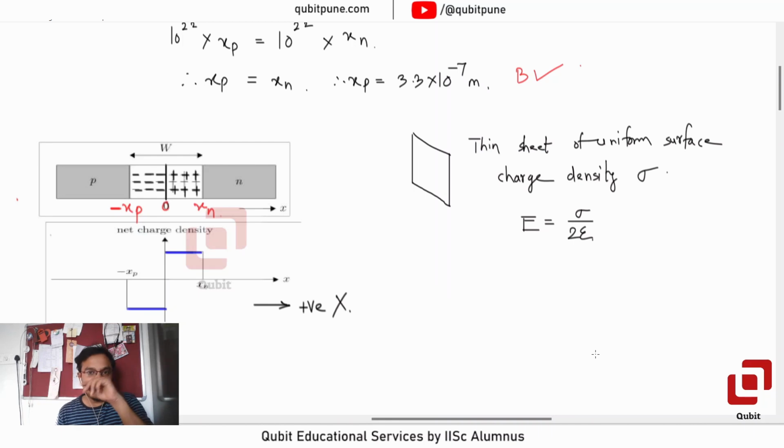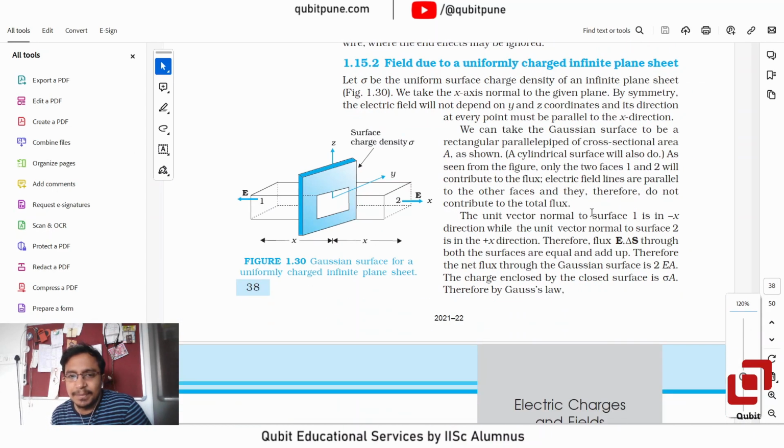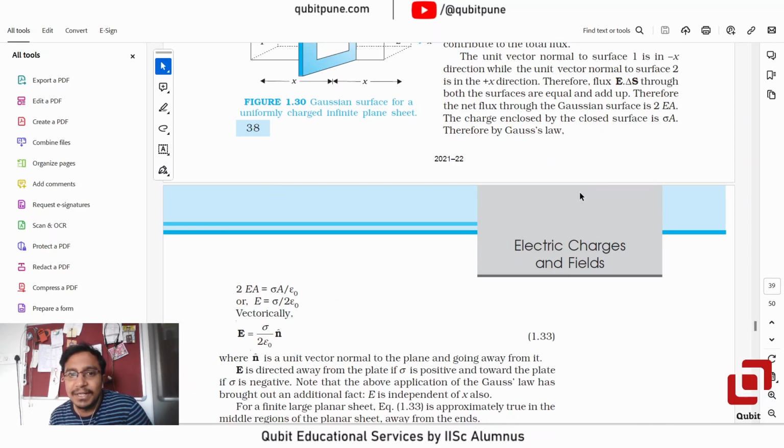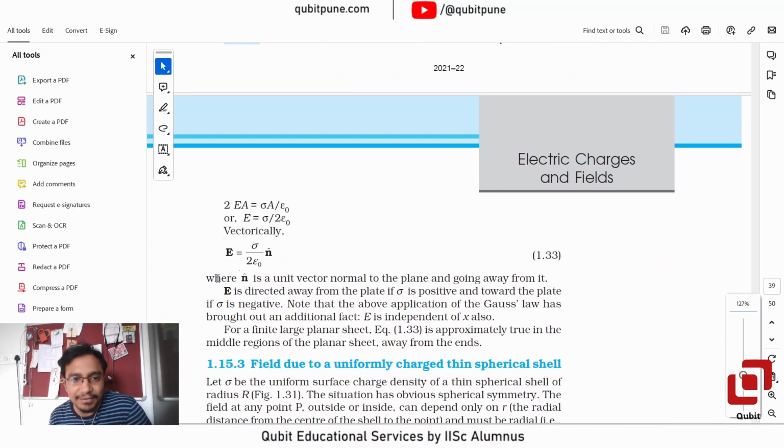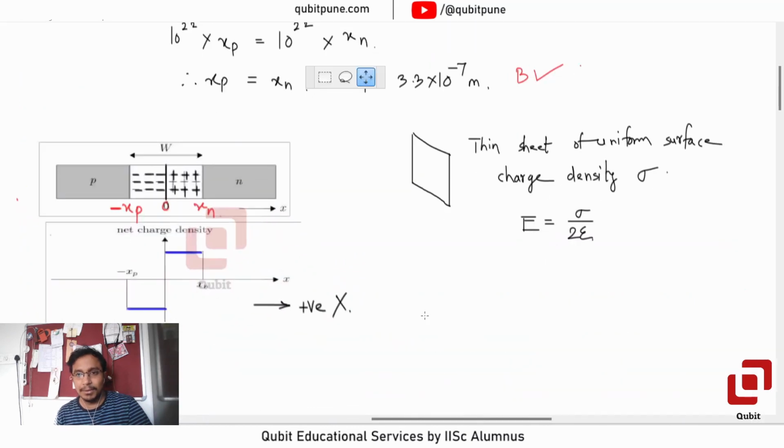Okay, this is the standard result from our first chapter. If you are unable to recall it, let me show that to you. Field due to uniformly charged infinite plane sheet. Okay, infinite plane sheet, and here is the field. We can use it as an approximation here. E bar is equal to sigma by 2 epsilon naught n cap. Okay, this is the formula that I'm talking about.